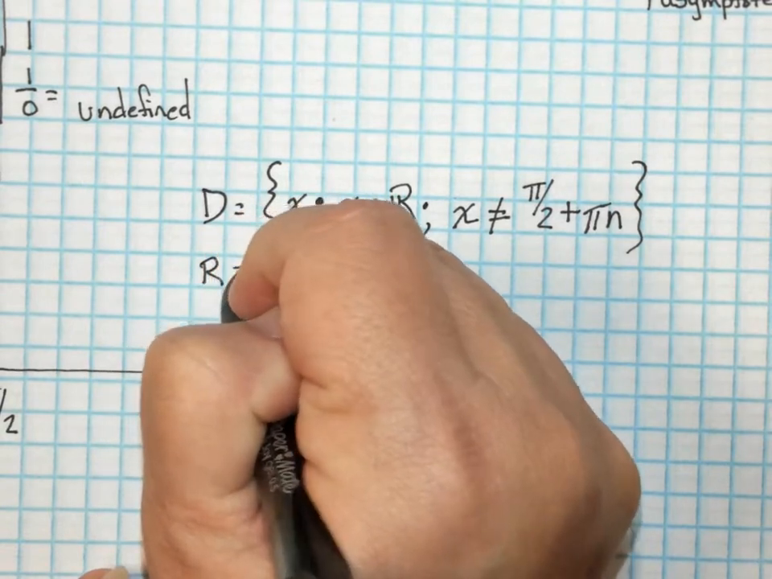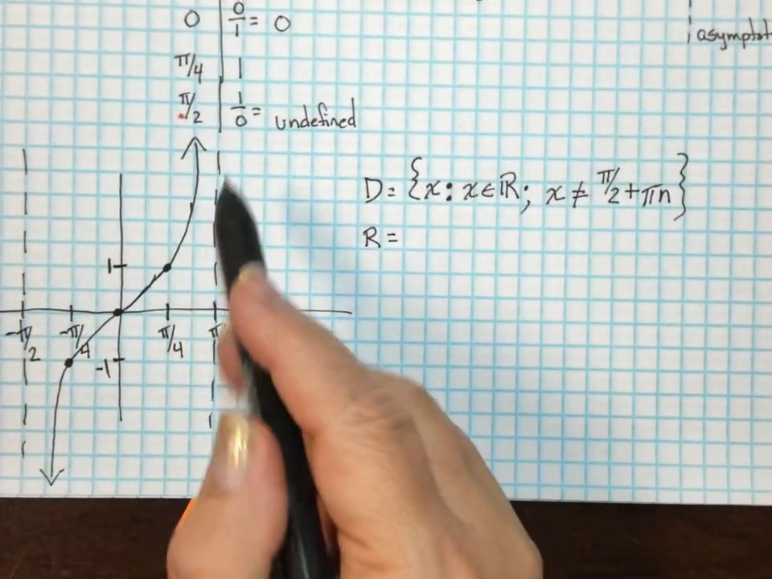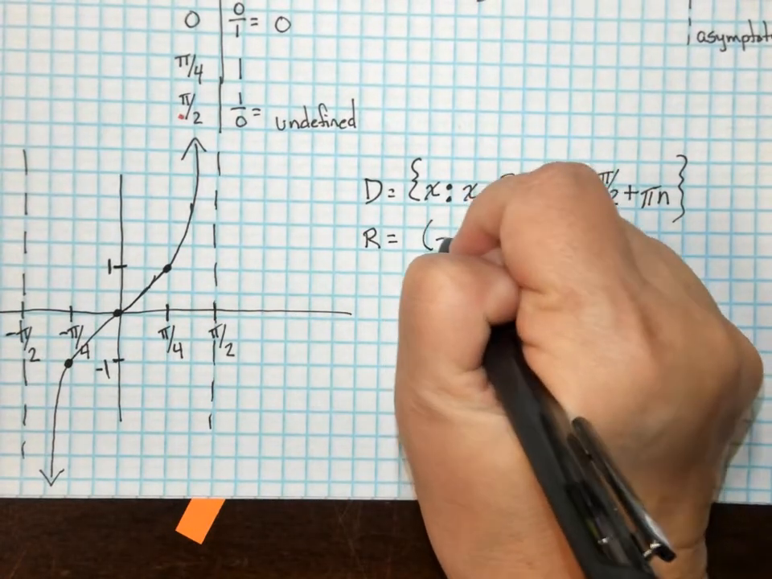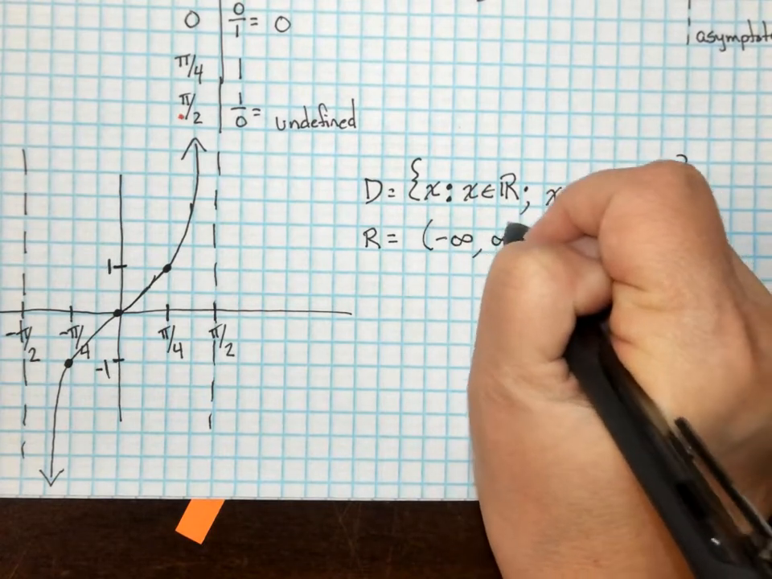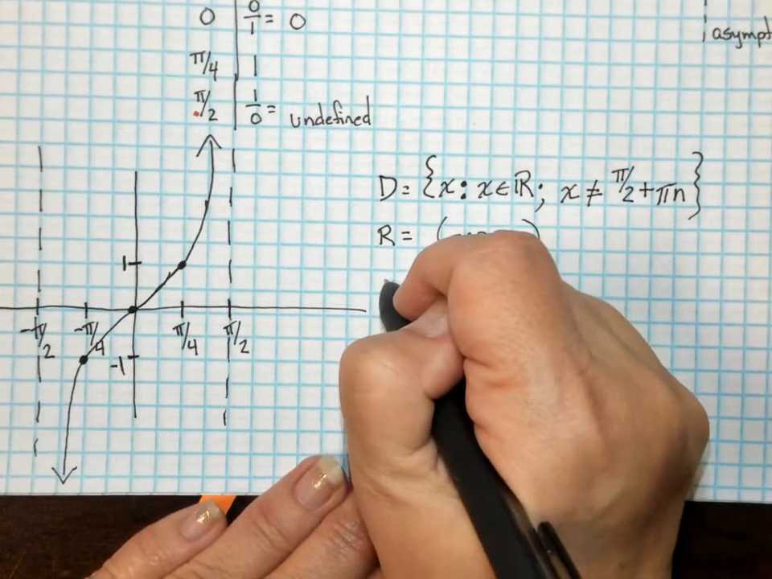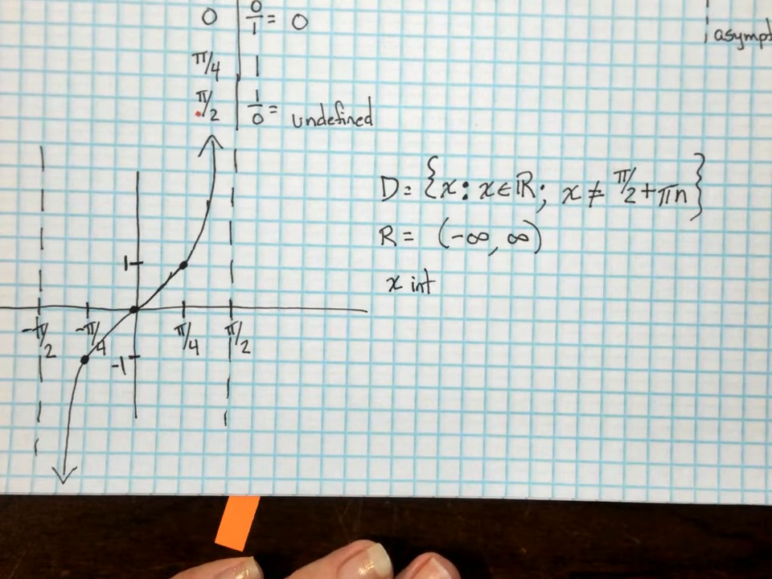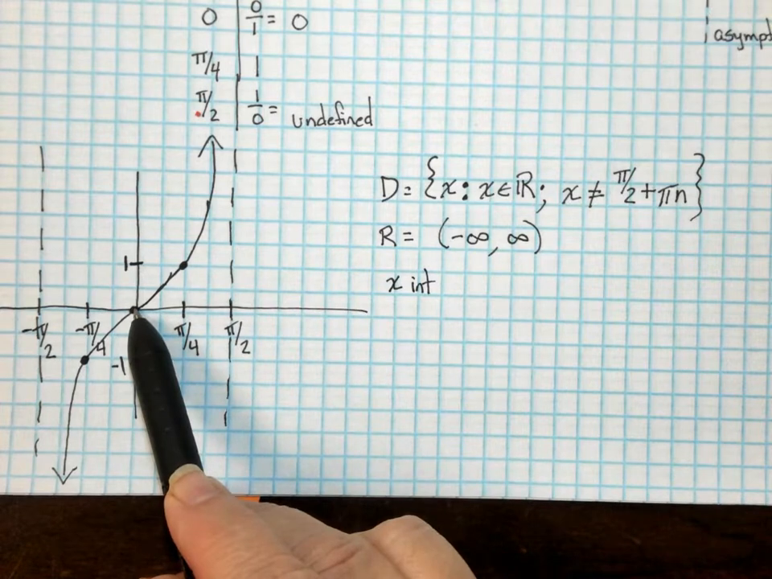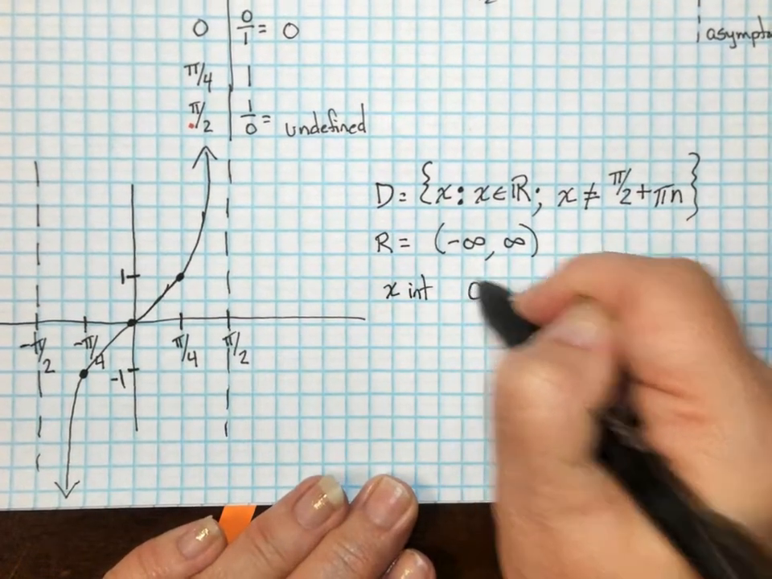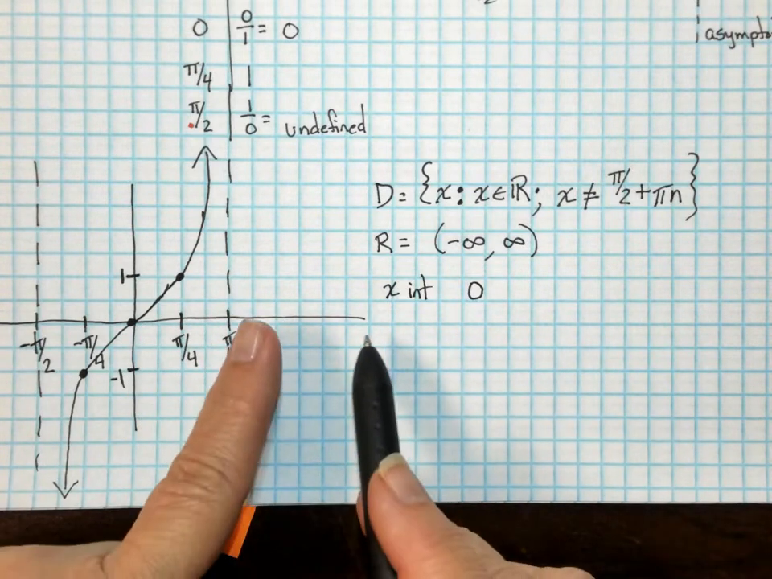All right, but what about our range? Look at your graph. Yeah, negative infinity to positive infinity. No restrictions on the range. All right, so our x-intercept, where do we see an x-intercept? Right there at 0, right? But is that going to be the only x-intercept? No. We're going to get another one over in the next period.